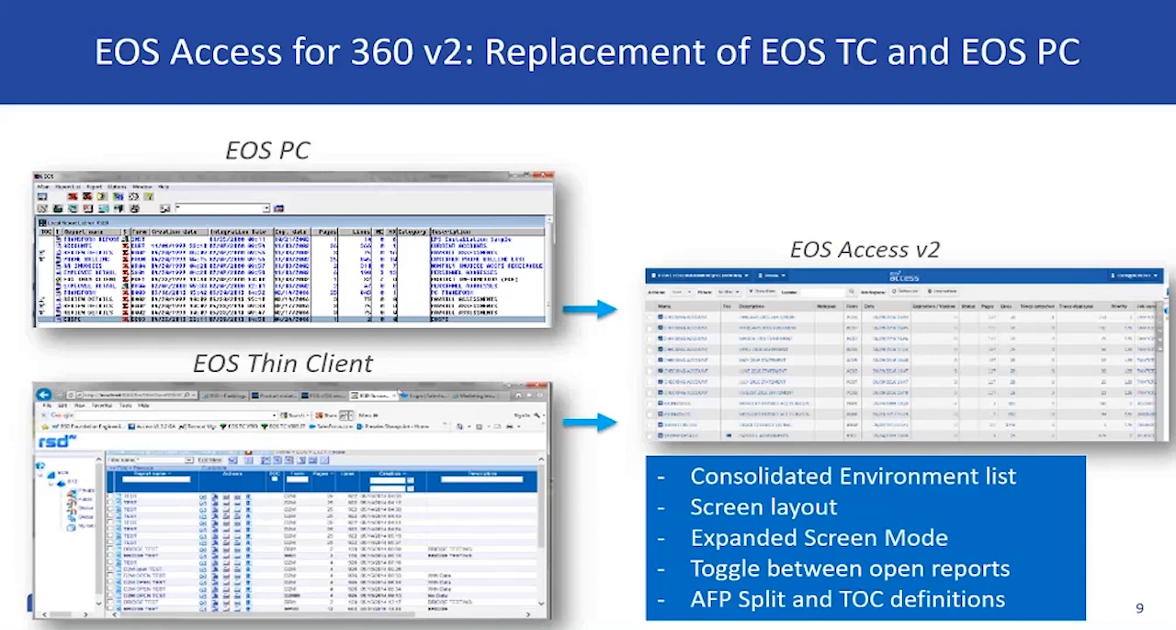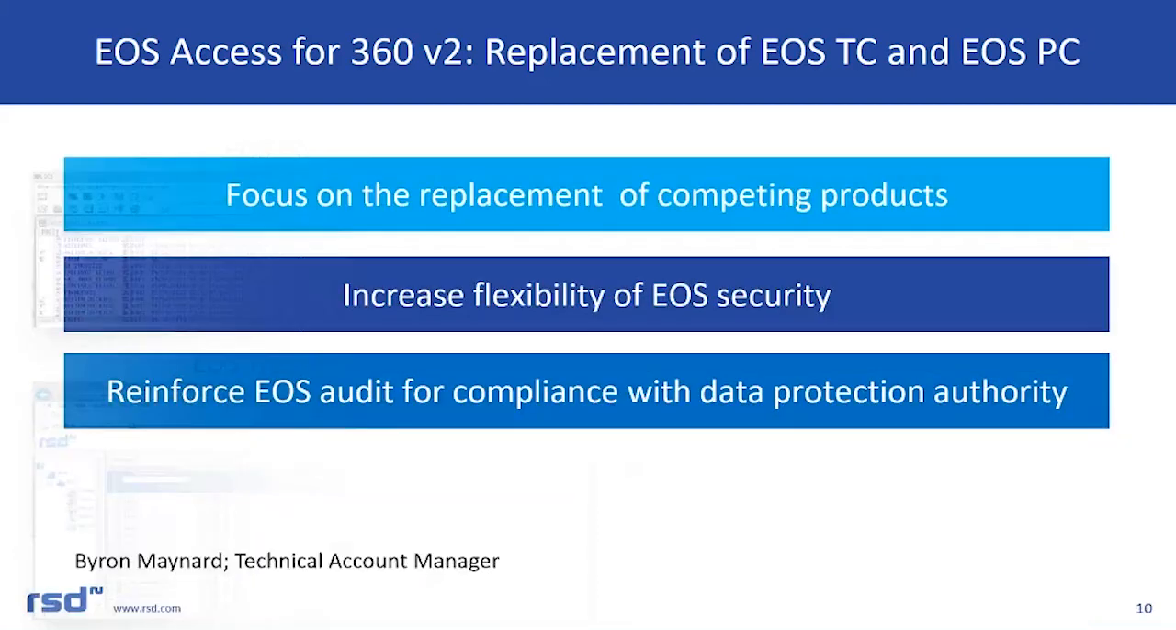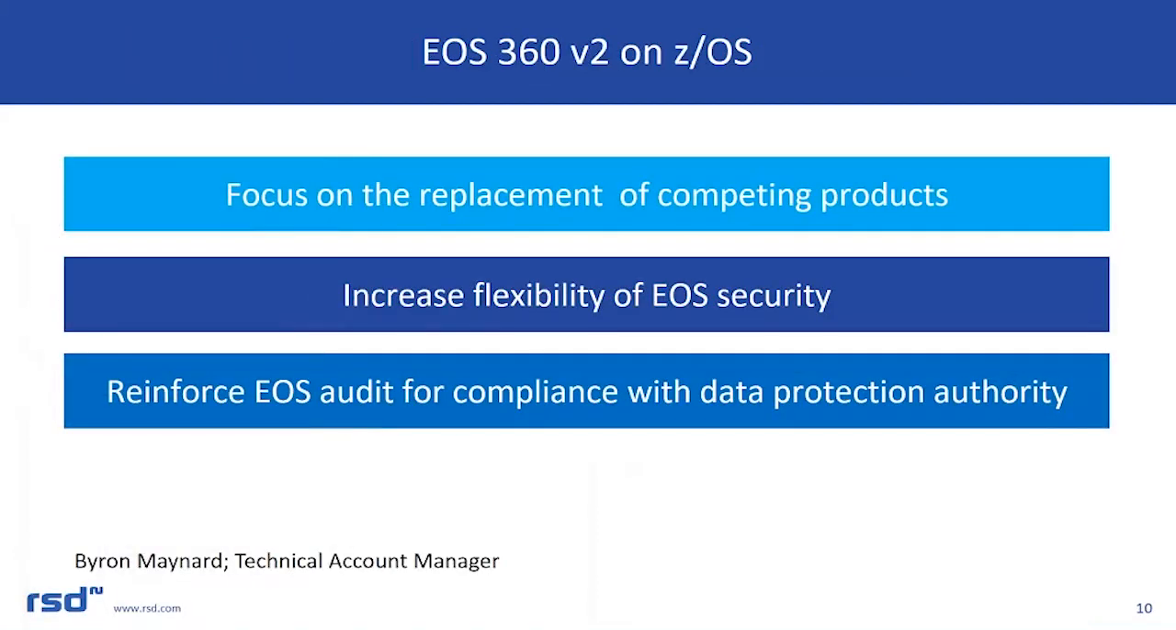Byron. Thank you, sir, and good morning to everyone. I get the pleasure of introducing all of you to some of the directions that we here at RSD are working on. Starting off with this first slide, there were three significant areas we focused on in version 2. The first one is basically to assist in the consolidation of competitive products by EOS by increasing the size of the fields in our product today.